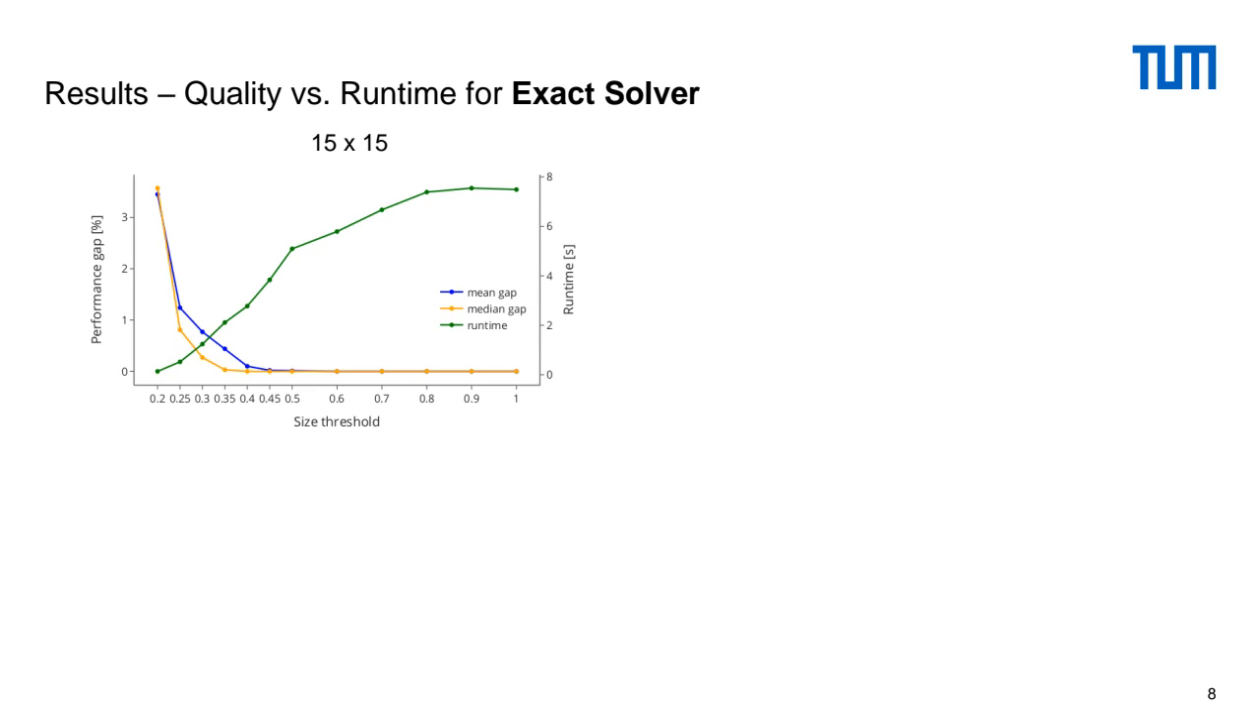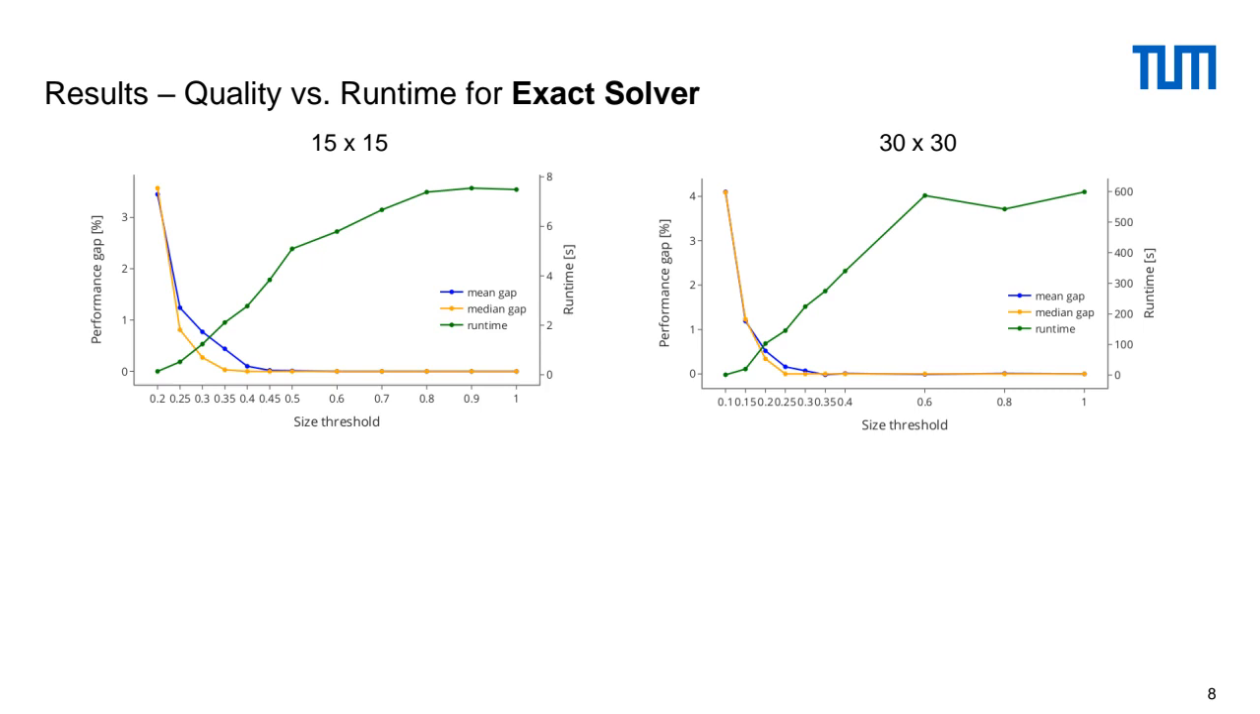On the x-axis, you can see the relative size of the problem. 1 would mean that we include the full edge set. 0.5, for example, would mean that we include 50% of the edges. The green line is the runtime, and the blue and the orange lines are the mean and median optimality gaps. What you can see is when you decrease the edge set, then runtimes go down. And as long as you don't reduce the edge set too much, the optimality gaps remain very low, like below 1%. So for example, with an edge set of 35% of the edges, you get a very good compromise between runtime and solution quality.